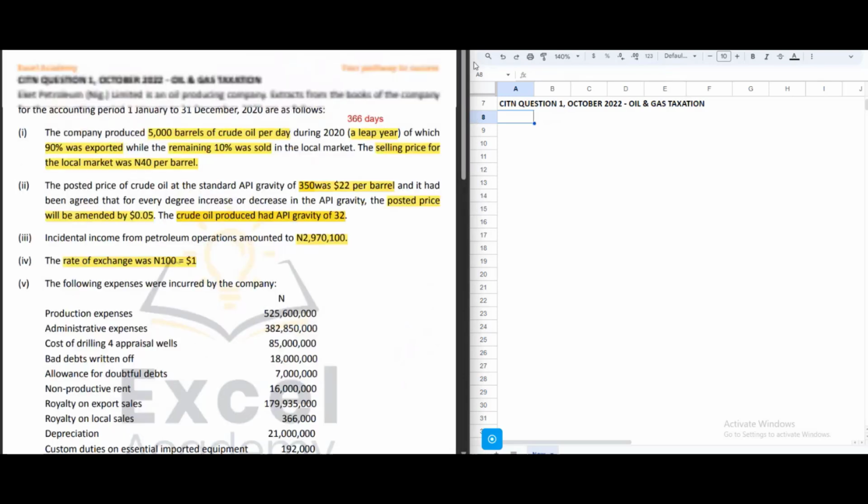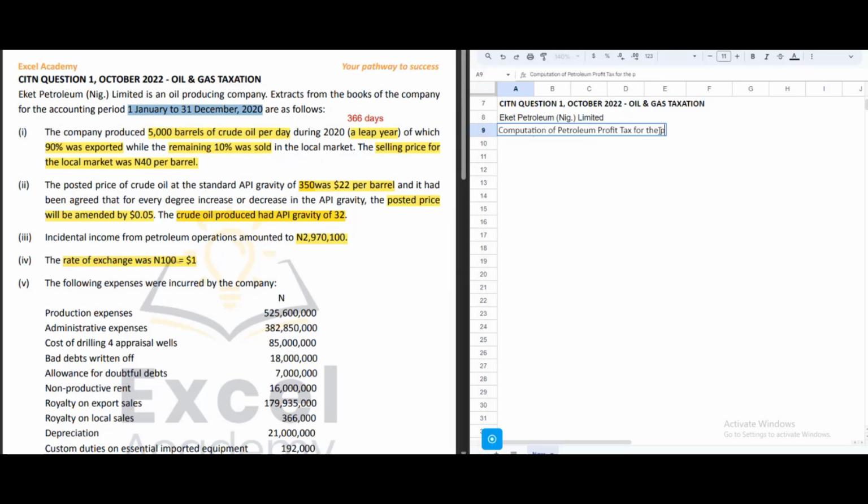We'll bring in the name of the company, Entails Petroleum Nigeria Limited. Then the requirement is to compute. So we'll say computation of petroleum profit tax for the period. Which was the period? They said the period is from 1st January to 31st December 2020. So we put it there, for the period 1st January to 31st December. Now we have our naira sign.